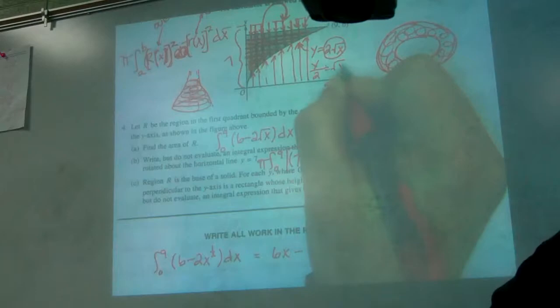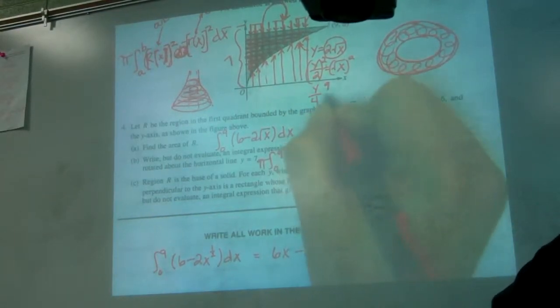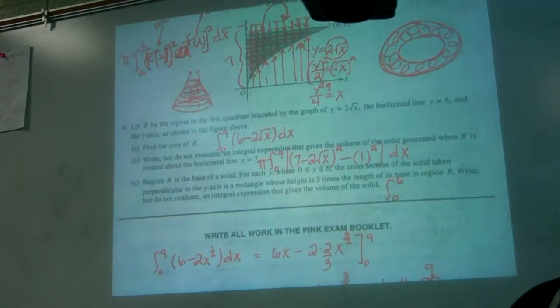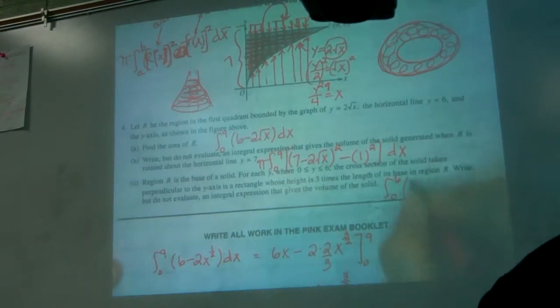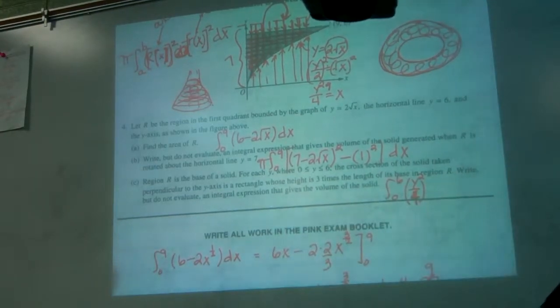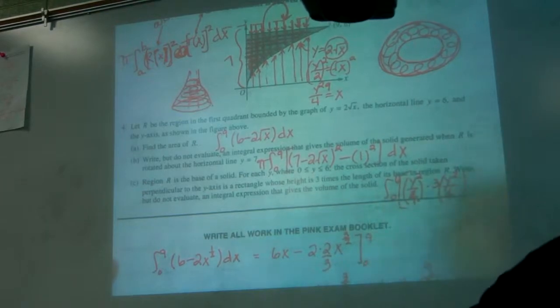What if I solve this for x? Y squared over 4 would be this. Right? So that's the base. Y squared over 4. Oh my gosh, I cannot write. Y squared over 4 is the base. Times the height is just 3 times that. dy.